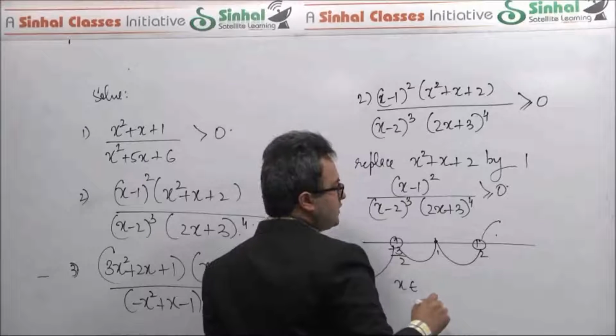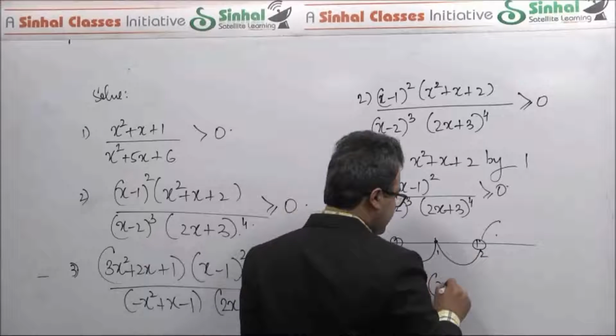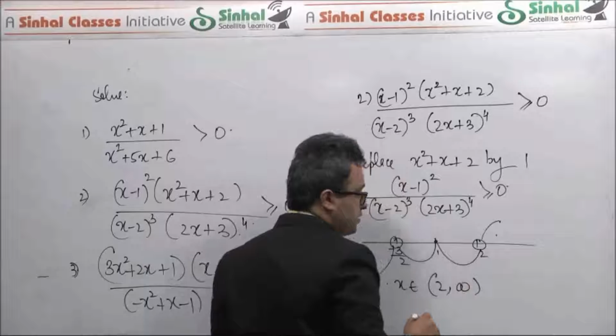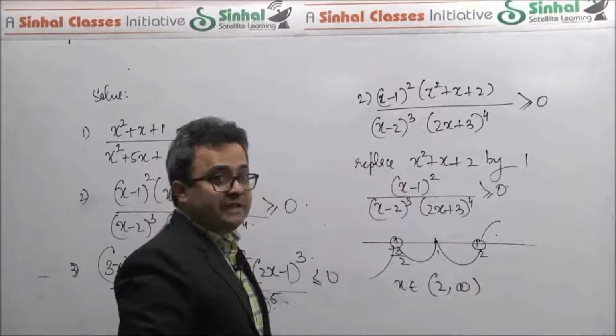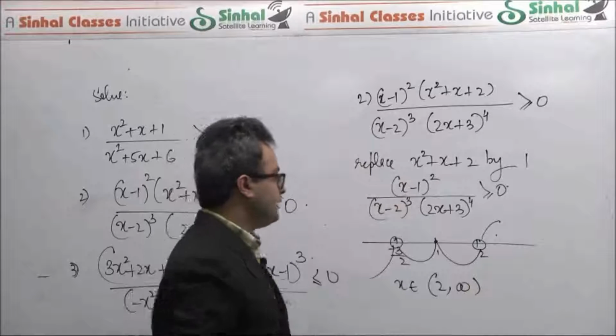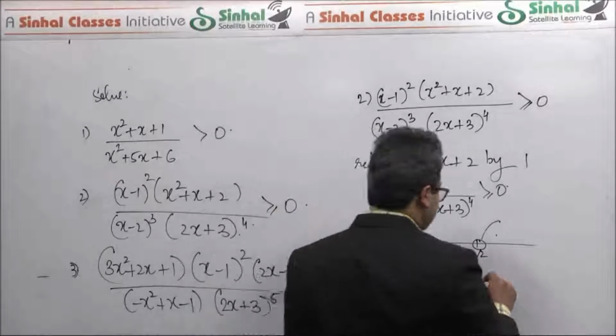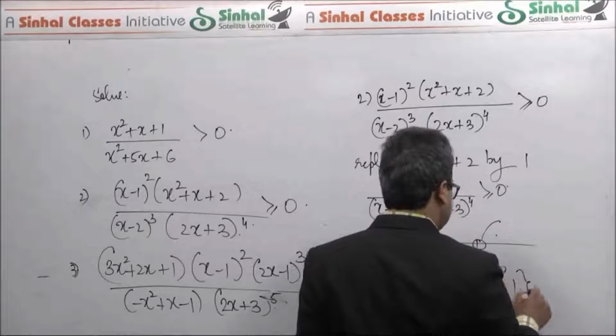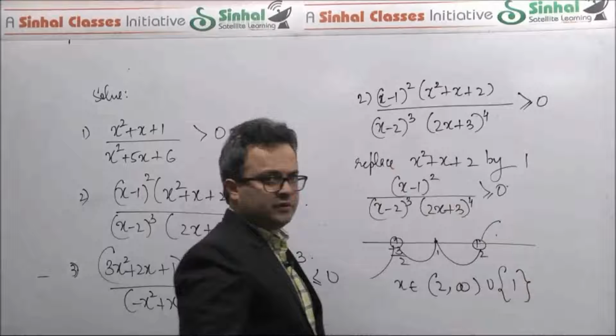So for greater than equal to 0, obviously you can consider the interval 2 to infinity. And also, as we've discussed, you also have to include every critical point from the numerator. So the point 1 also has to be included, since it's a greater than equal to 0 case.